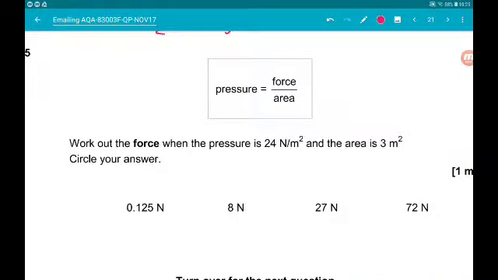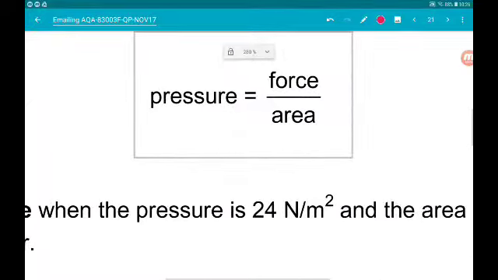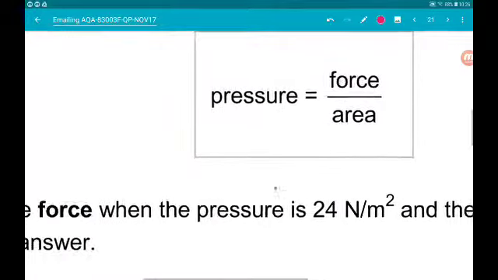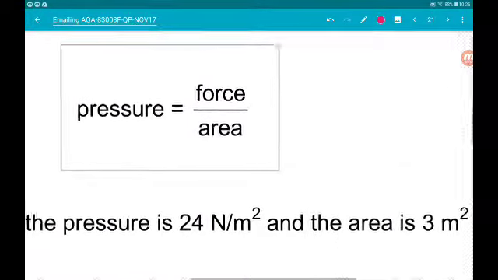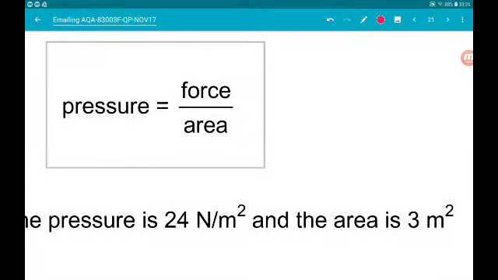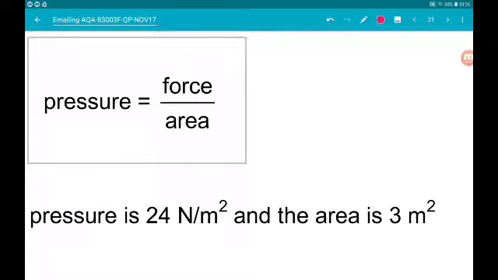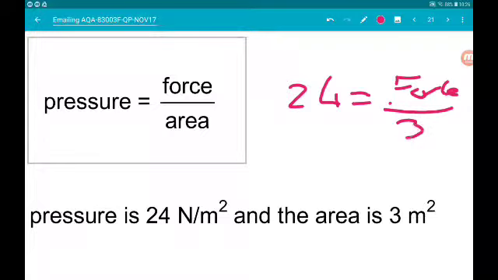Okay, 25. We are given that pressure is force divided by area. We want to work out the force when the pressure is 24 newtons per meter squared and the area is 3. Okay, so substituting what we know, so we know the pressure is 24. To be fair, you don't need to worry about the units really. So we know the pressure is 24. That is equal to the force over 3.